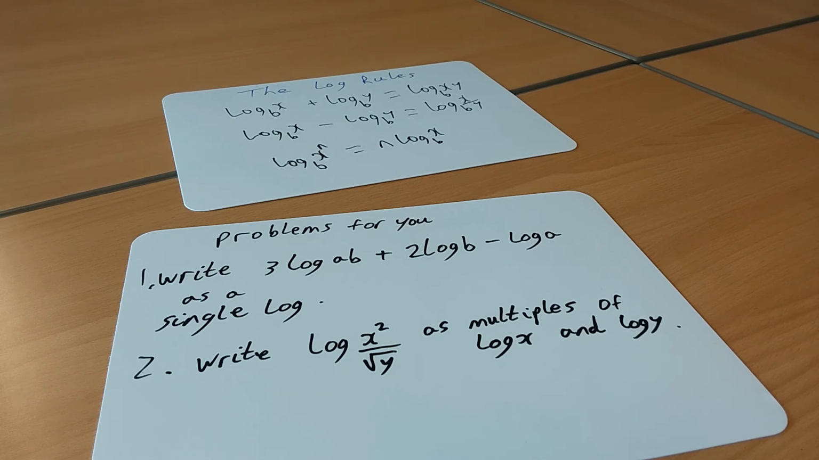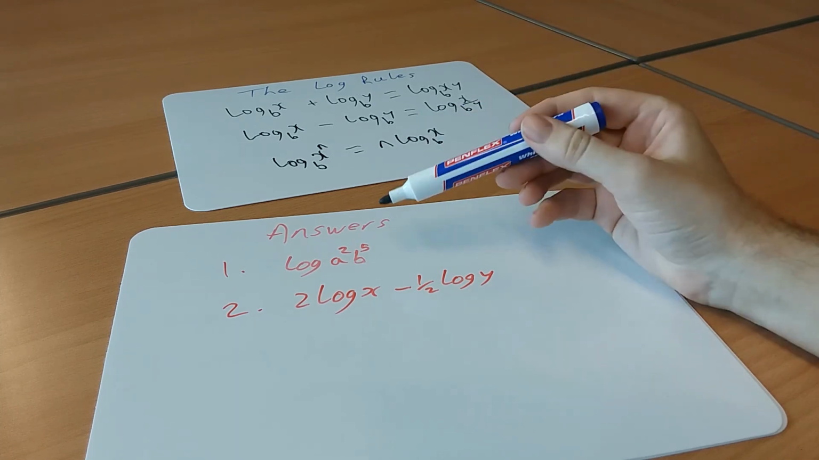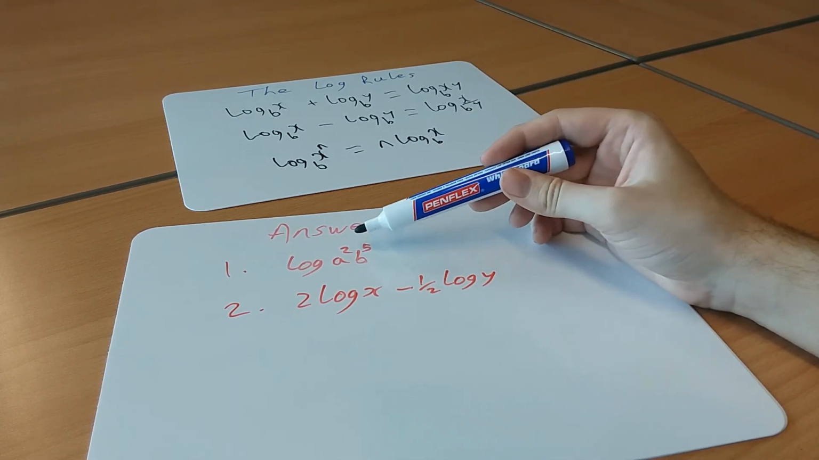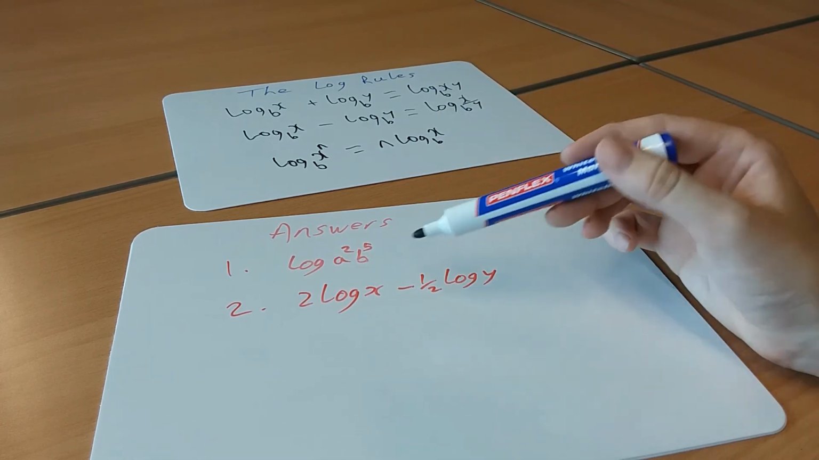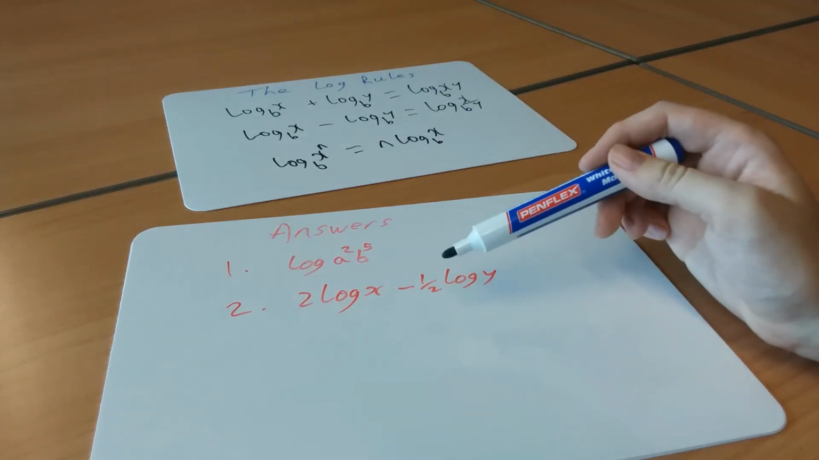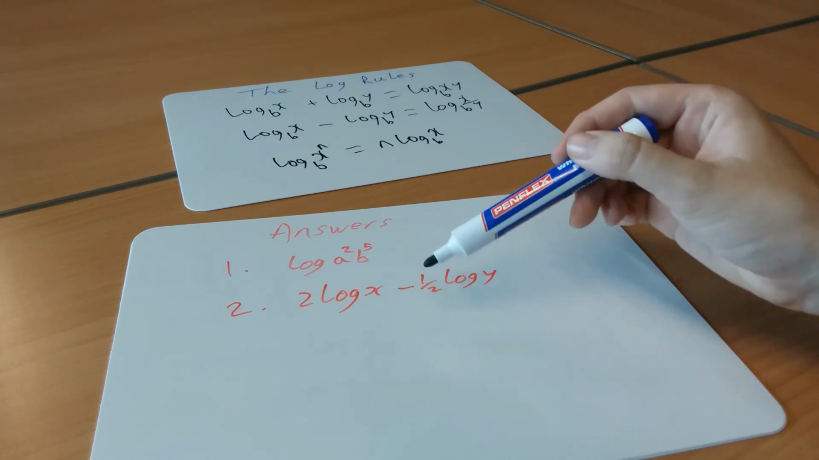Right. Here are the answers. So the first one, squishing it all together, was a squared b to the 5 inside the logarithm. And then this one, 2 log x minus a half log y. The half came from the root of y, which we brought down as the power.